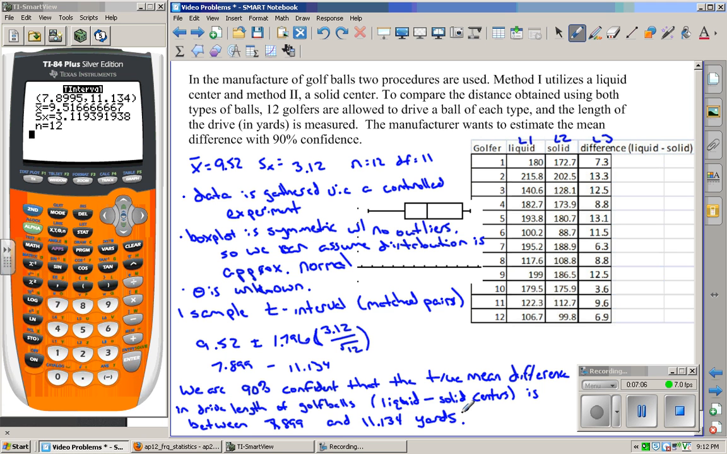And that's it. So that is a one-sample T interval, the matched pairs version. And hopefully you have good notes. And if you have any questions, I will see you tomorrow.